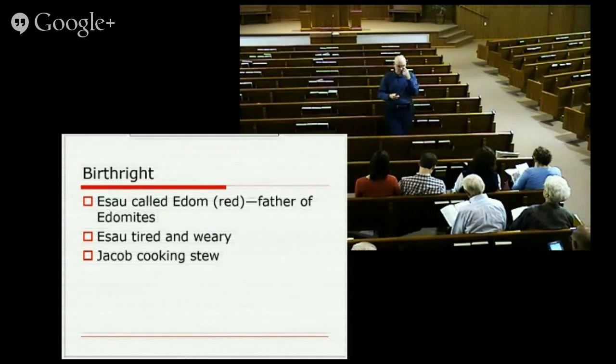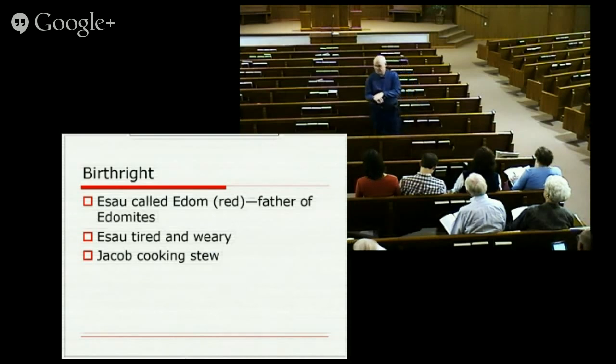So Jacob makes a little bargain. What does he say? I'll give you some stew, but sell me your birthright. What's important about the birthright? The double portion of the father's inheritance. It was something very special, and we'll see that later on. It's not something you mess around with. It's something that shouldn't be taken lightly.